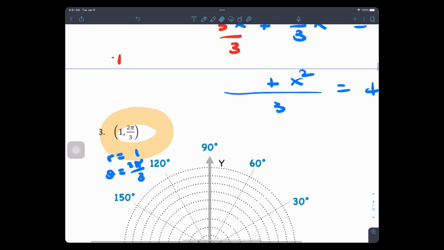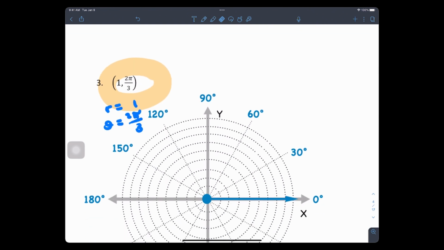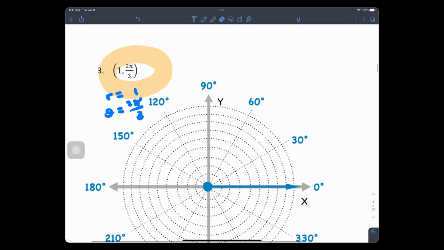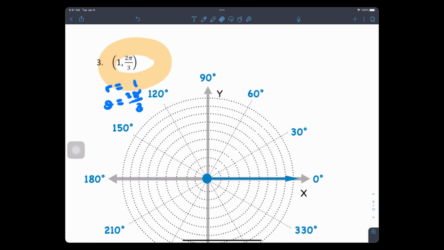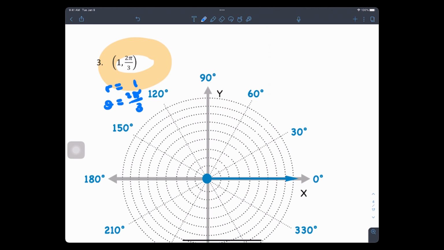Let's get rid of this. So what did we do? Where is that location? Because that's going to be important for us to know. Where's that location? Do you guys remember? It's quadrant 2. Is that right? What's the angle, though? It's 120.